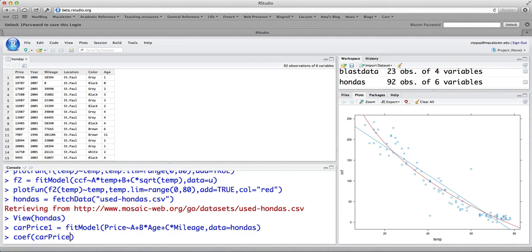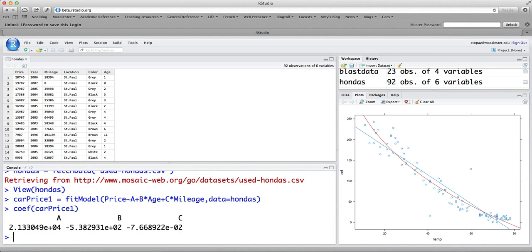And if you're interested, you can, of course, look at the coefficients in there. coef of carPrice1. You see that A is a positive number, B and C are both negative numbers, and that makes sense, right? So that if the age of the car goes up, the price will go down. And if the mileage on the car at the time of sale is bigger, if that goes up, then the price will go down as well because the coefficient C is negative. That makes sense with our intuition.